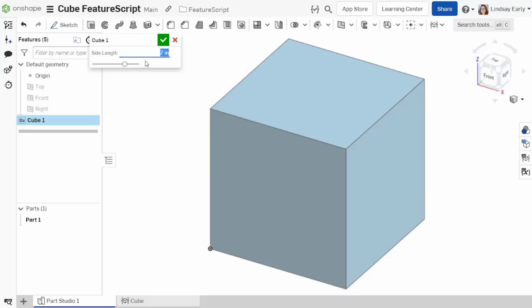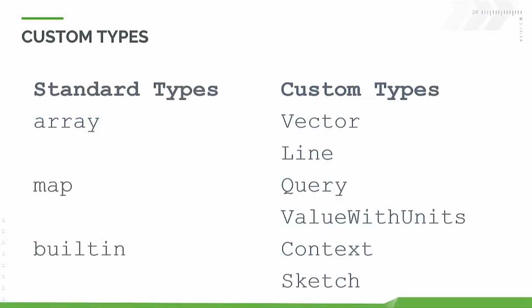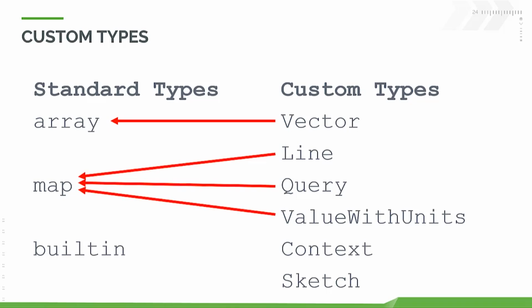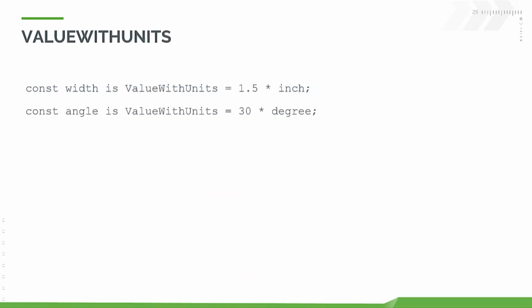Every variable has exactly one standard type, but can also have a custom type that gives it a more specific purpose. In the standard library documentation, there are many custom types already defined. For example, a vector is a type of array, lines and queries are maps, context is a built-in, and many others. One custom type that is very important to understand is value with units. Many operation functions in the standard library require value with units in its definition to define distance.